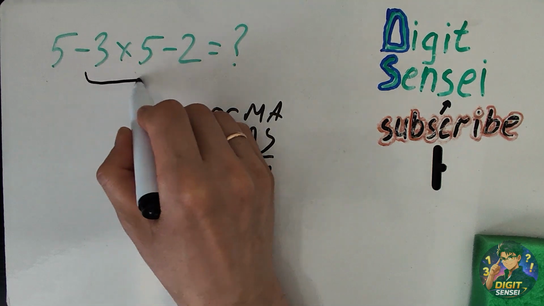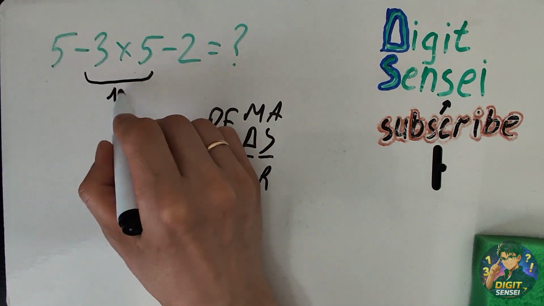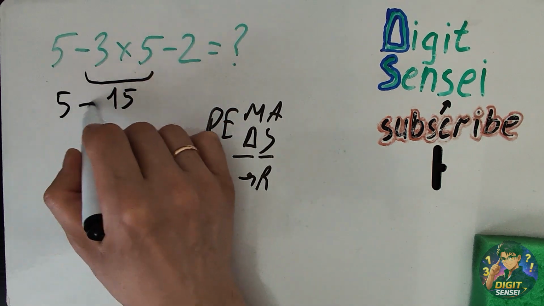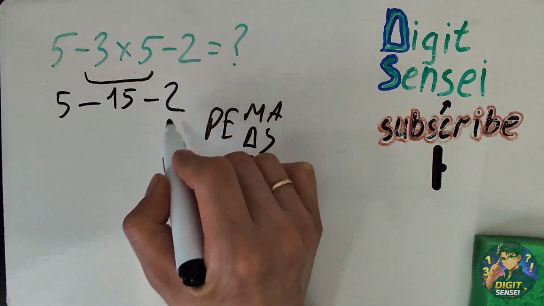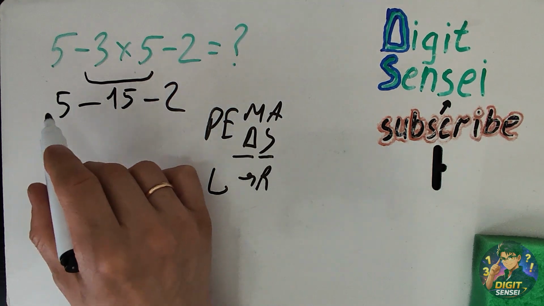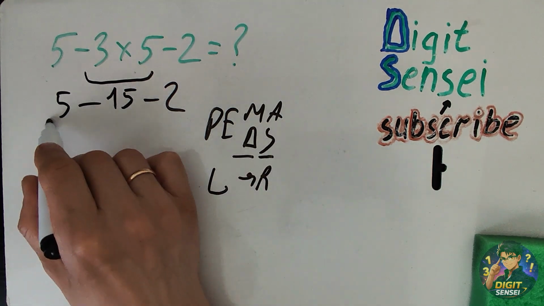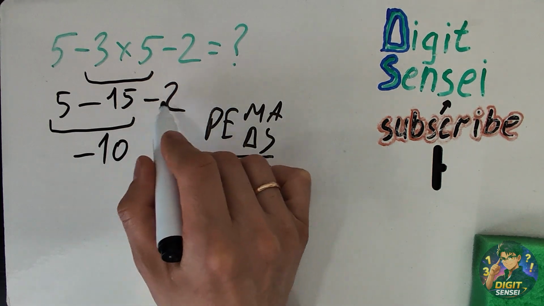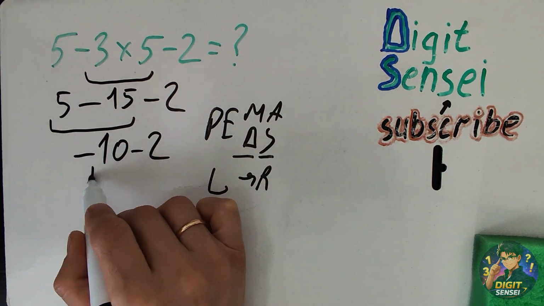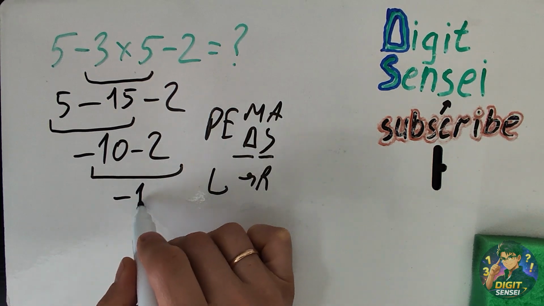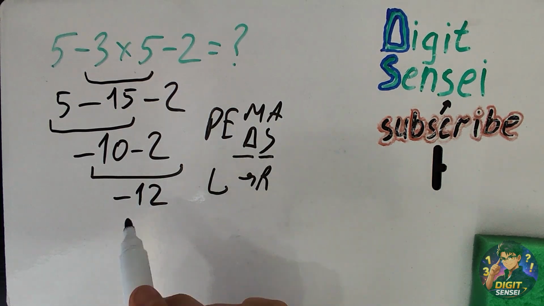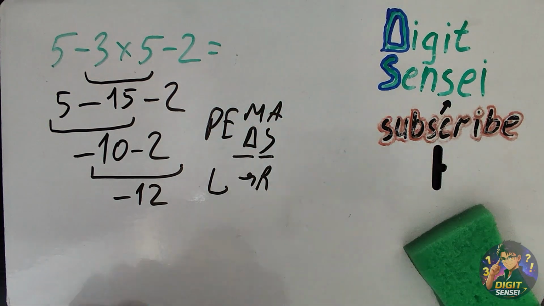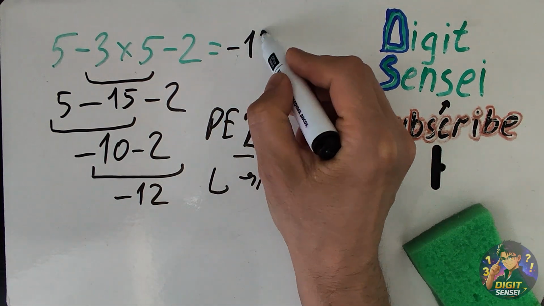3 times 5 gives us 15. So we have 5 minus 15 minus 2. Now we have to do this subtraction. 5 minus 15 gives us negative 10. So negative 10 minus 2 equals negative 12. And this is the final answer to this problem. The correct answer is negative 12.